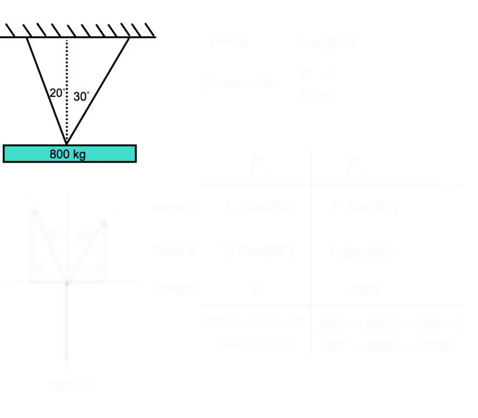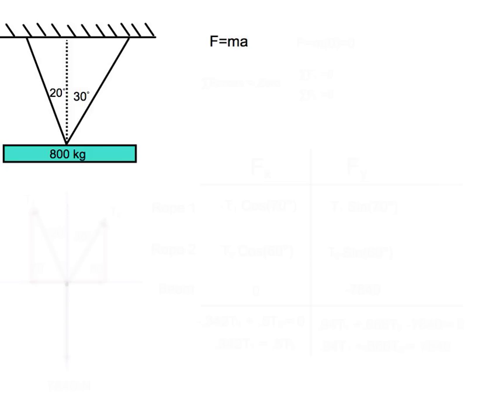In this problem, we have an 800 kilogram beam that's being supported by two ropes, one at 20 degrees from the normal, one at 30 degrees from the normal. Now, in this problem, nothing is moving.